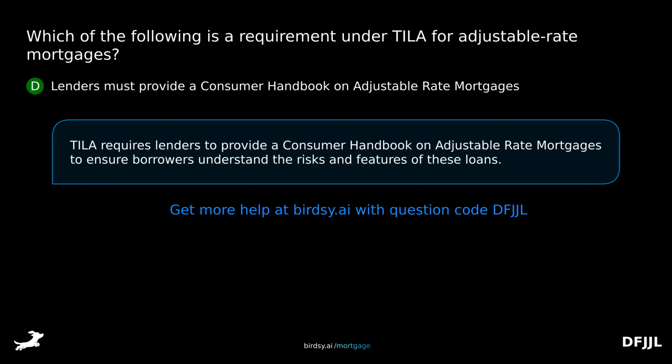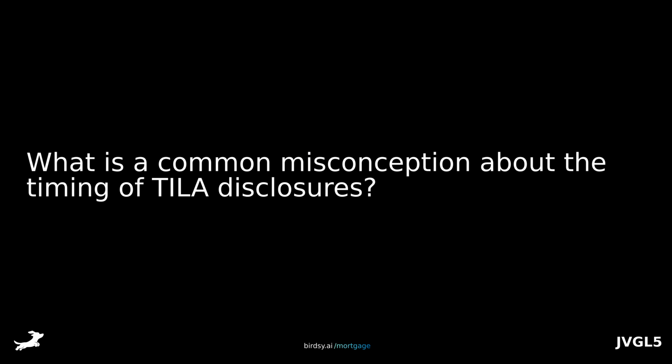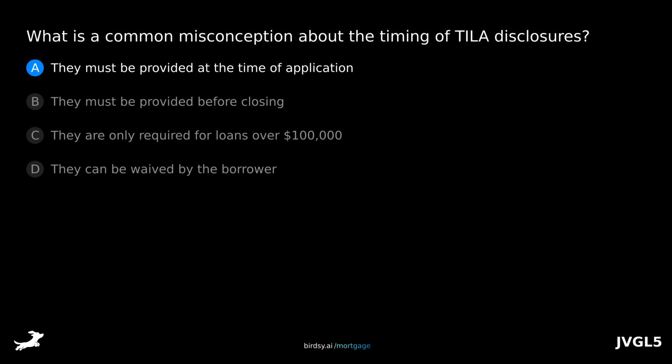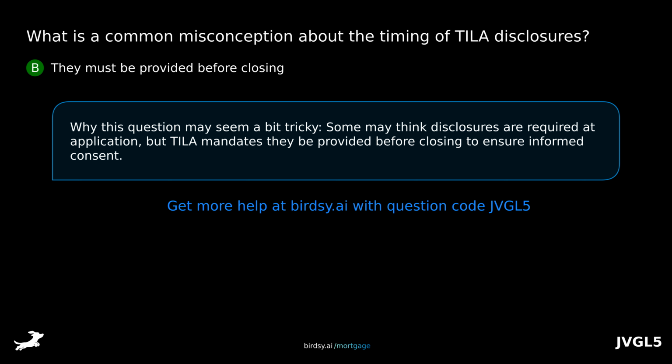What is a common misconception about the timing of TILA disclosures? Is it A, they must be provided at the time of application, B, they must be provided before closing, C, they are only required for loans over $100,000, or D, they can be waived by the borrower? The answer is B, they must be provided before closing. Why this question may seem a bit tricky. Some may think disclosures are required at application, but TILA mandates they be provided before closing to ensure informed consent.